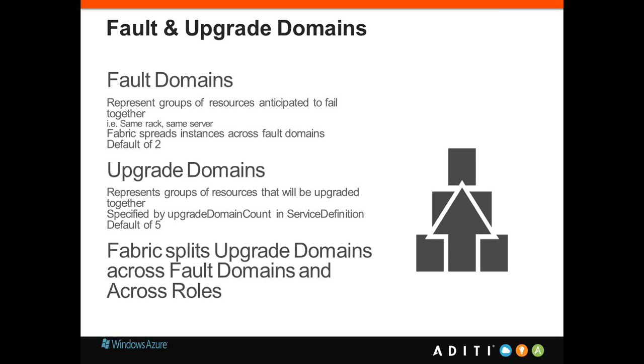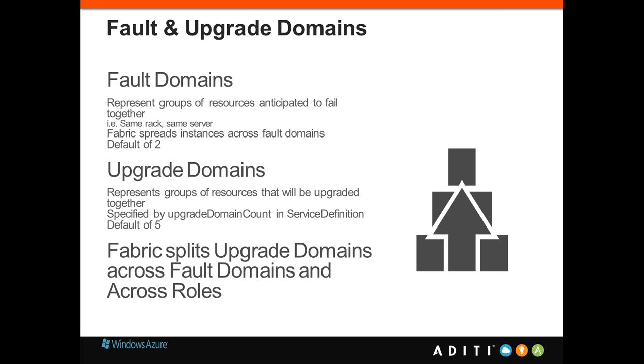When I say Fabric, it is the Windows Azure Fabric, which splits upgrade domains across fault domains and across roles, and that is the beauty. That is where we get high availability, and our service is always up and running, because the Fabric is splitting our upgrade domains across multiple fault domains. So whenever I'm upgrading, it is one fault domain getting down, upgrading my service, and coming to the next one.